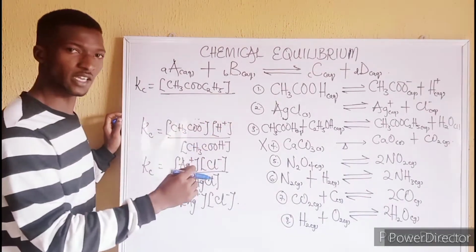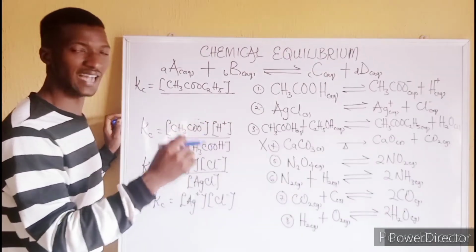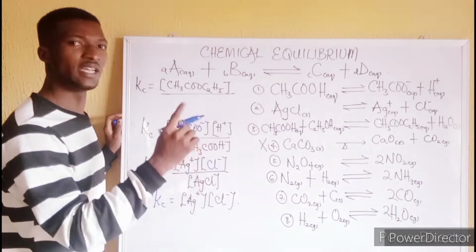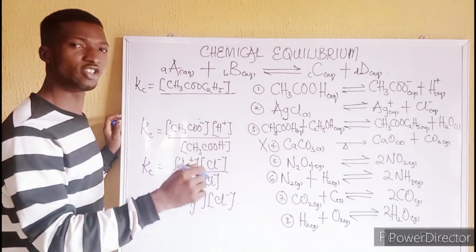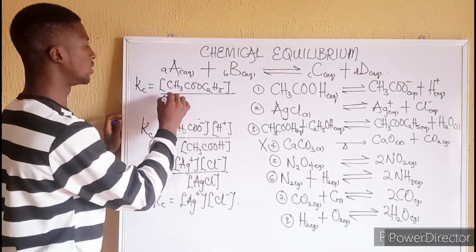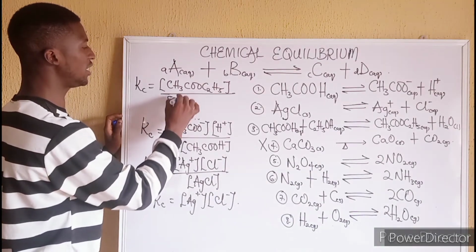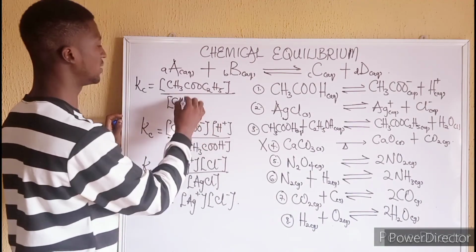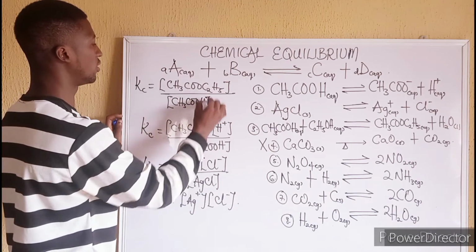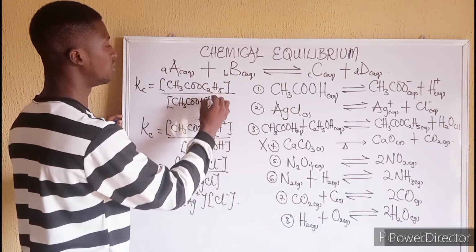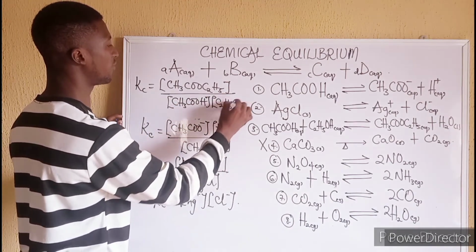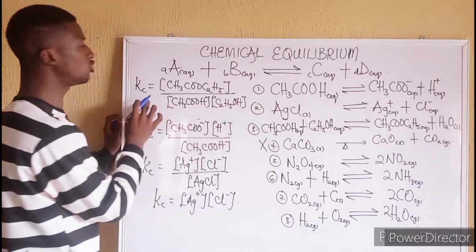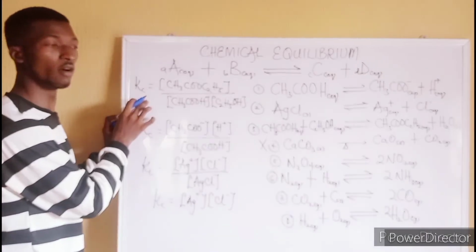This is not the same thing when water is existing as gas. Please take note. That is, you don't take water in gaseous state as 1. Here now we have it to be CH3COOH, that of the reactant, and we have that of C2H5OH. This will be the expression for the equilibrium constant.